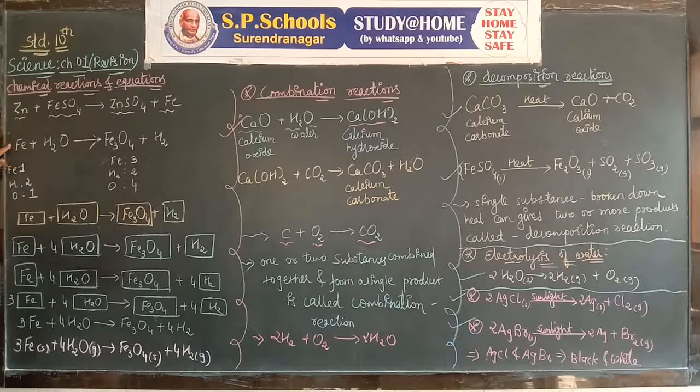Example for the balancing equation: two reactions, first combination reactions, and then decomposition reaction. In decomposition reaction, two more questions can occur: electrolysis of water and the formation of Ag with the help of AgCl and AgBr.